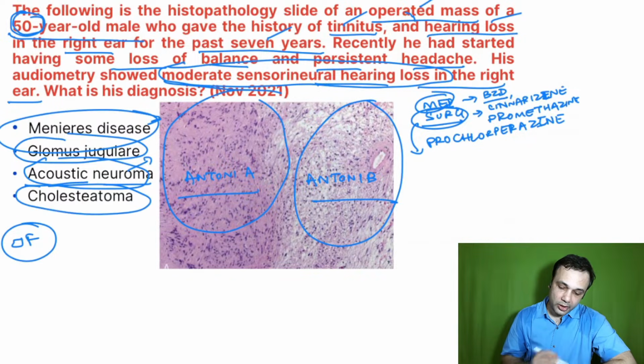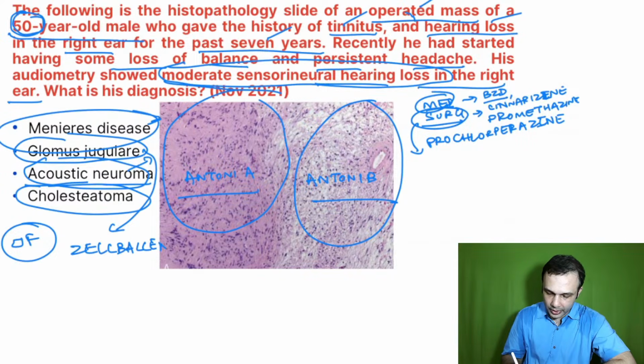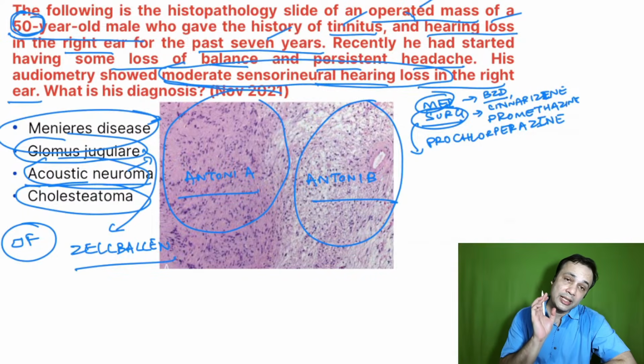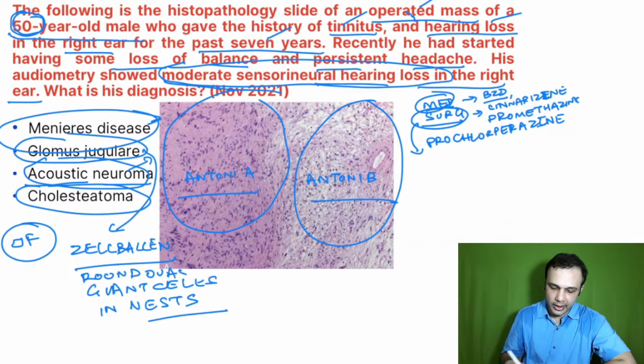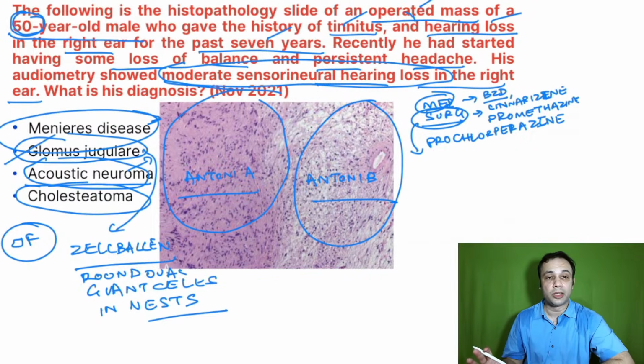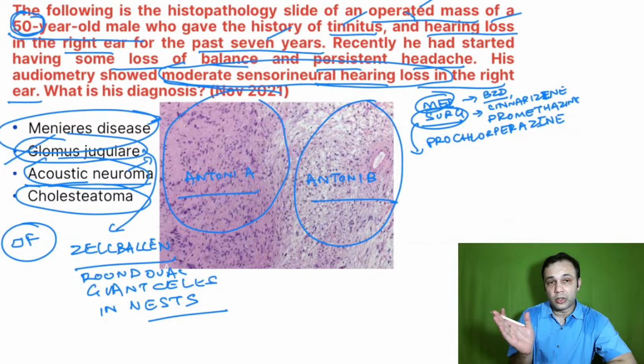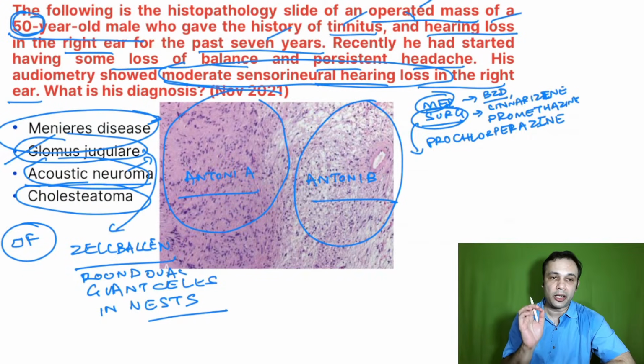So what about cholesteatoma? When you're talking about glomus jugulare, Zellballen is a characteristic word that you see. You see well circumscribed nests of round oval cells. This is called Zellballen, and it is very characteristic of a glomus tumor. That terminology has more or less gone away, and now it's called paraganglioma.